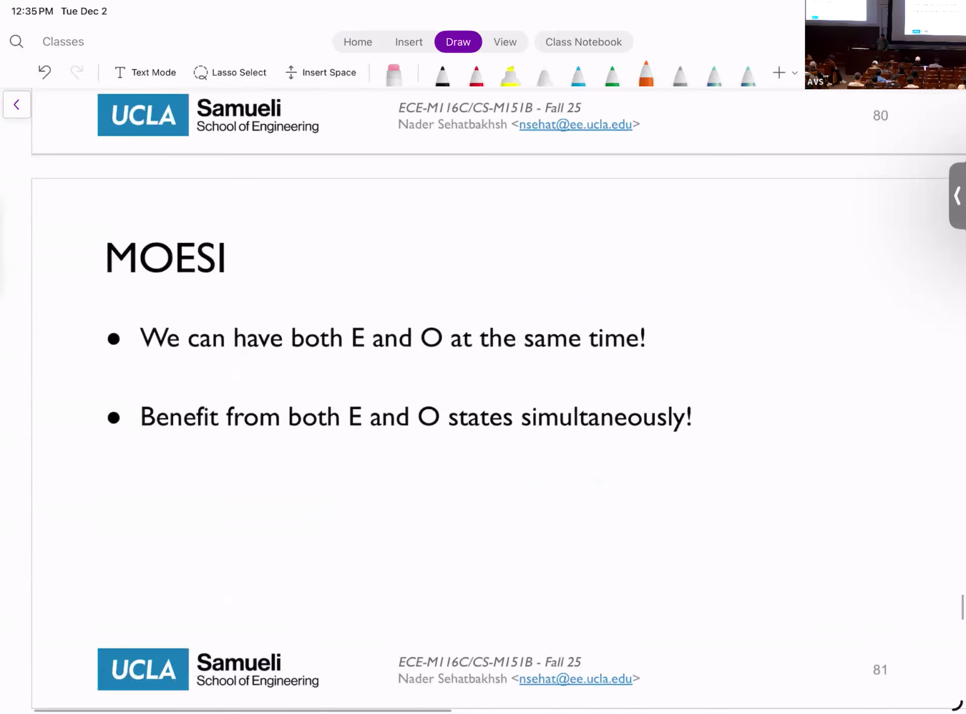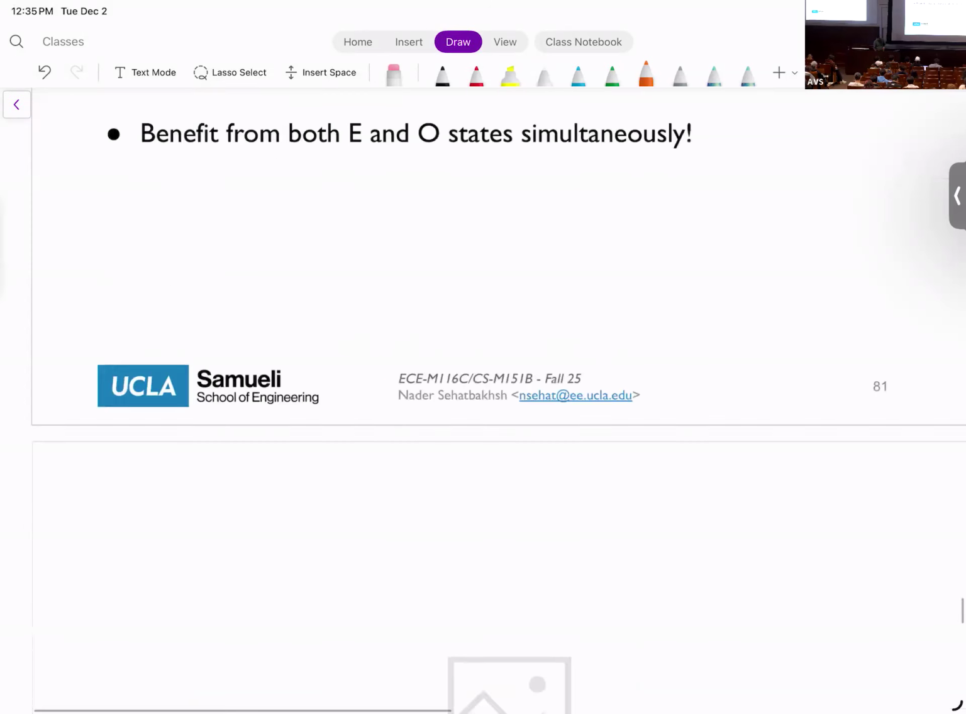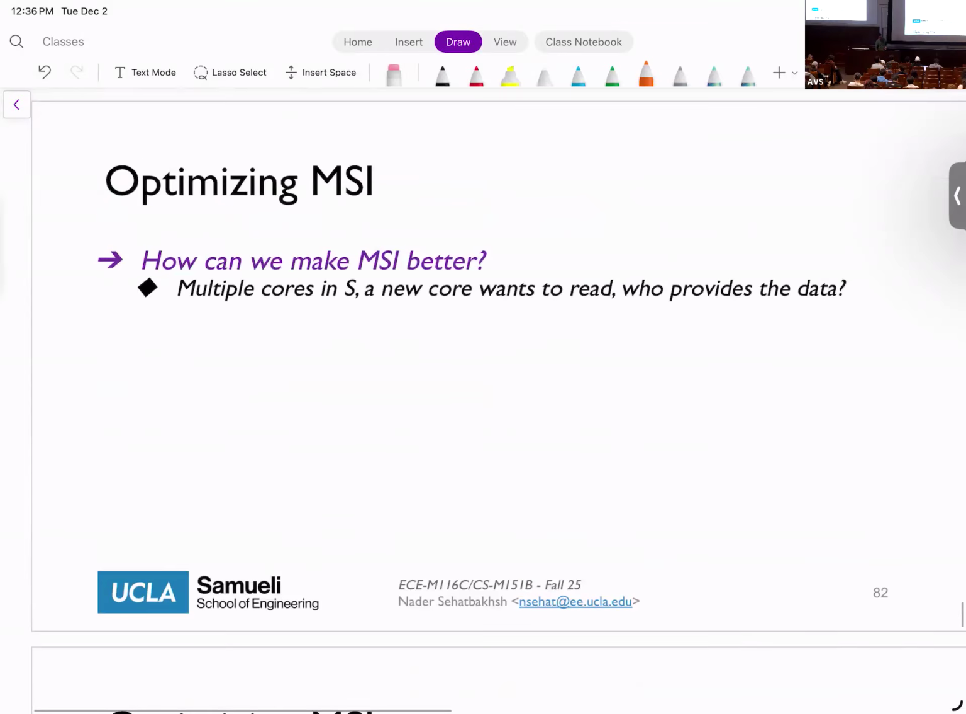All right. So as I said, we can have both O and E, MOESI. So you can get the benefit of an O and an E at the same time. E gives you the exclusiveness, and O gives you the ownership and the forwarding of dirty data. Lastly, you can have the F state. The reason that you want to have an F state is the following. Imagine that you have multiple cores in S, okay? And now a new core wants to read. Who provides the data?